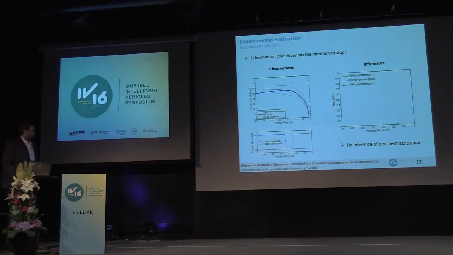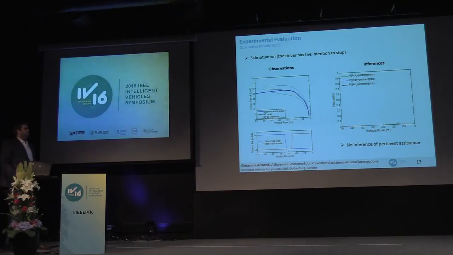On the bottom we see the state of the pedals. In blue, the state of the gas pedal, and we see that the driver actuates on the gas pedal and then starts to release it. And in red, we see the state of the brake pedal, and we see that the driver starts to brake. On the right, we see the inferences of the Bayesian network.